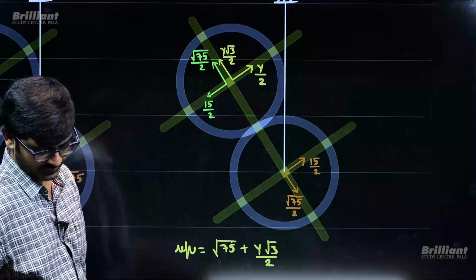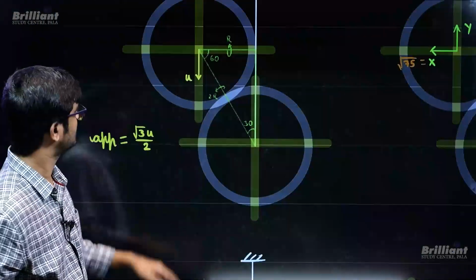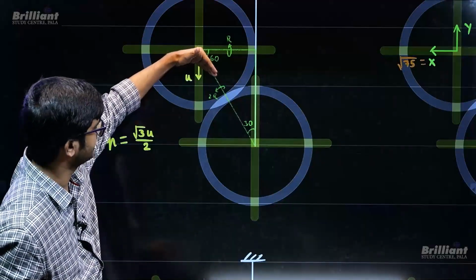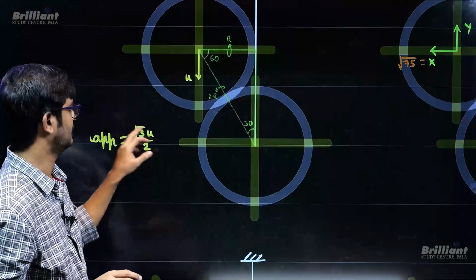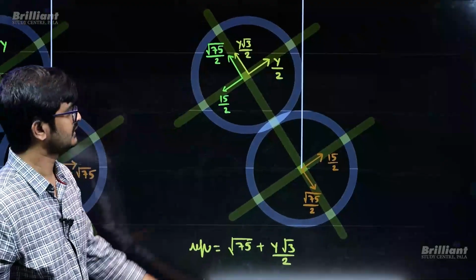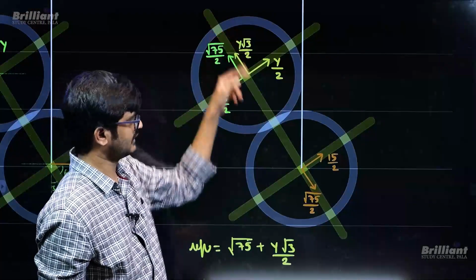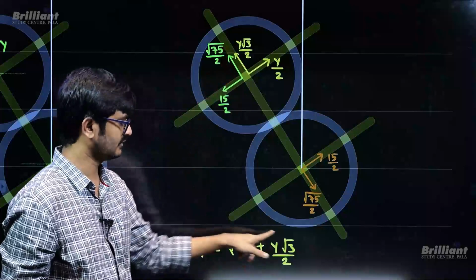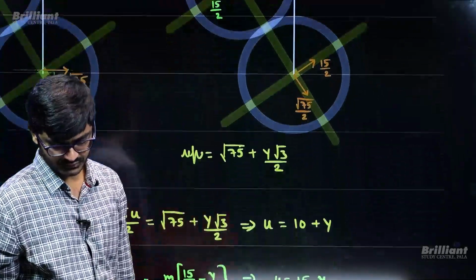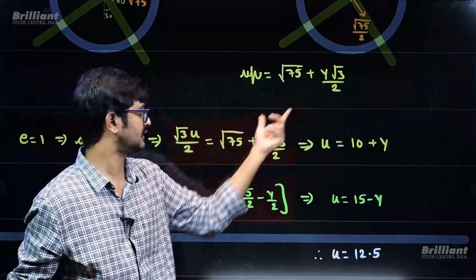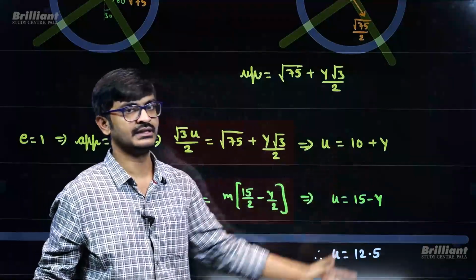Now velocity of approach equals velocity of separation. Velocity of approach: u is the velocity, and the velocity of approach, that is the velocity along the line, is u cos 30, which is root 3 u by 2. That is the velocity of approach. Now velocity of separation is this plus this, which will turn out to be this thing. So velocity of approach equals velocity of separation. When I write that equation, I will be getting one relation.